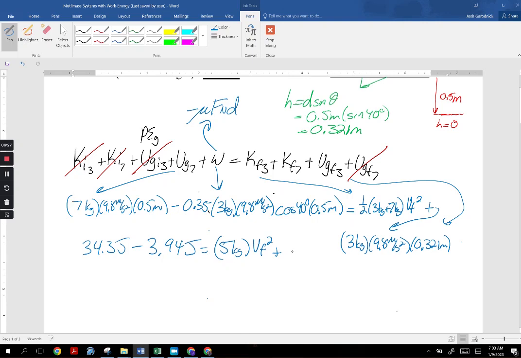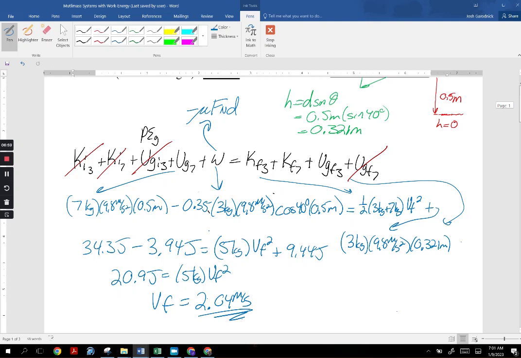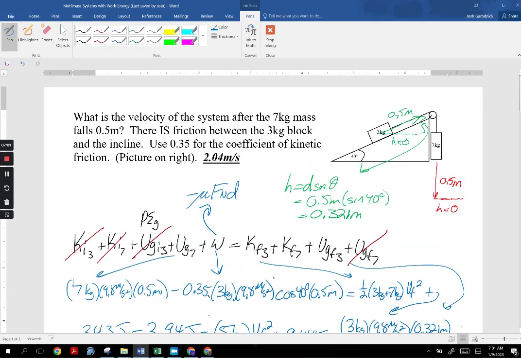And we get 9.44 joules. All right, 34.3 minus 3.94 minus 9.44. So I get 20.9 joules equals 5 kilograms Vf squared. Solving for Vf, we get, let's hope, let's pray to the physics gods that I got it right, 2.04 meters per second. And is that the right answer? Come on, right answers. Yay! It's the little things in life.